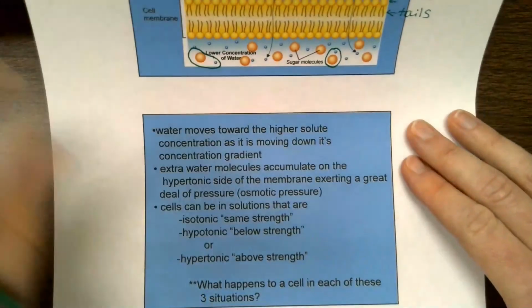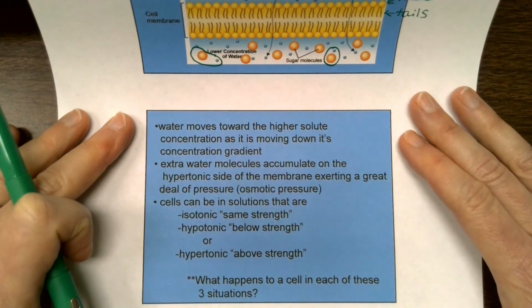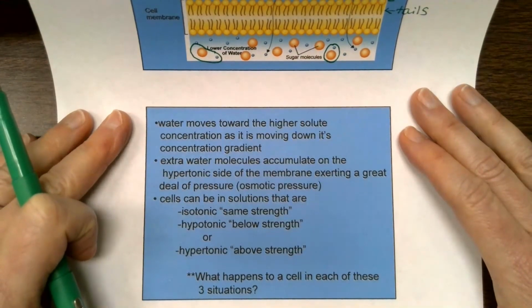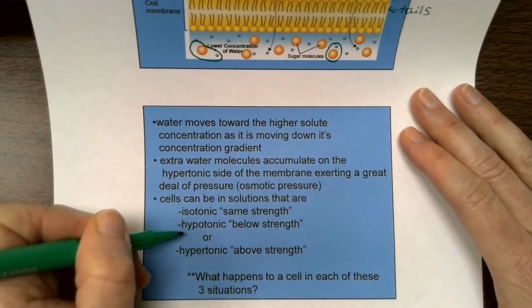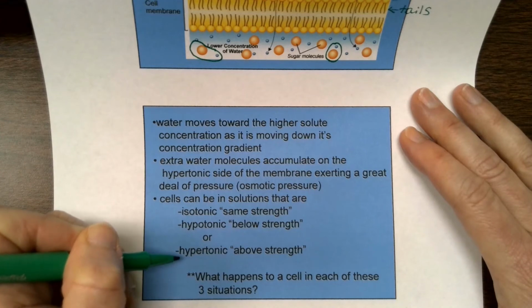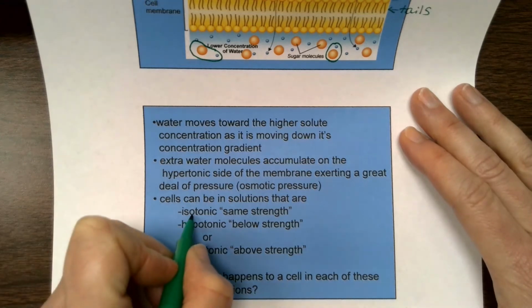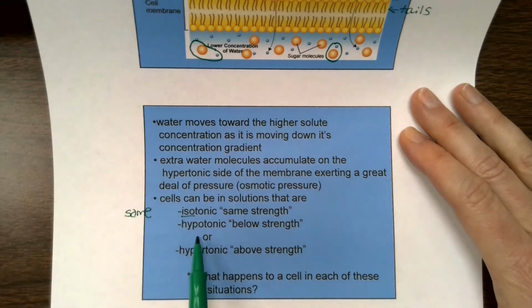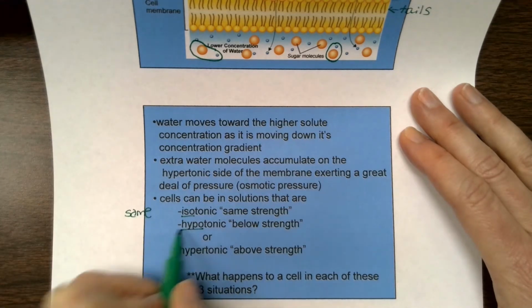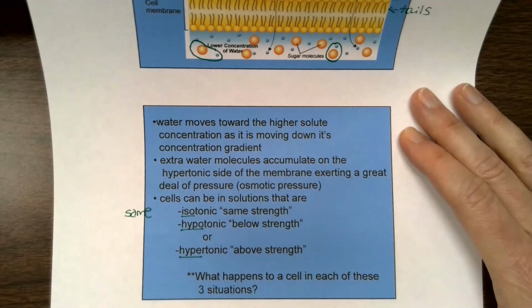In general, cells can be in different types of solutions: solutions that are isotonic, hypotonic, or hypertonic to the inside of the cell. Iso means the same, hypo means below, and hyper means above. Think hyperactive. If somebody has hypothermia, their body temperature has dropped below what is normal, which might be dangerous.